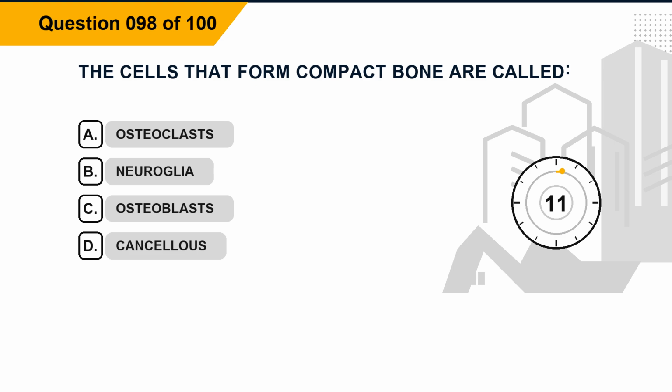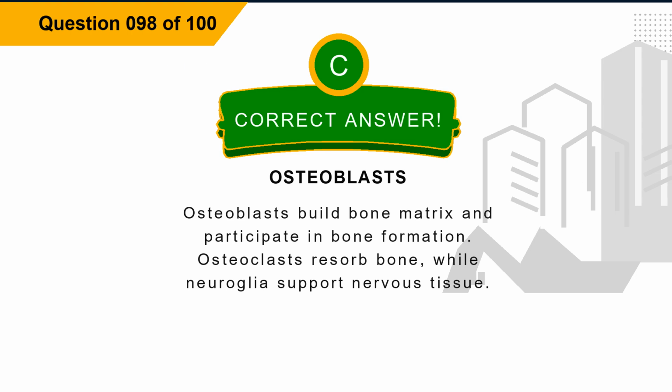Question 98. The cells that form compact bone are called: Option A, osteoclasts. Option B, neuroglia. Option C, osteoblasts. Option D, cancellous. The correct answer is option C, osteoblasts. Explanation: osteoblasts build bone matrix and participate in bone formation. Osteoclasts resorb bone, while neuroglia support nervous tissue.